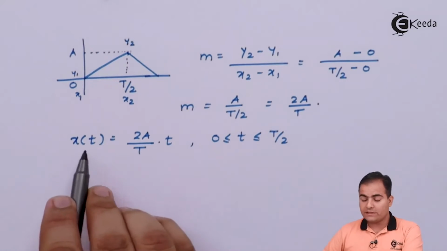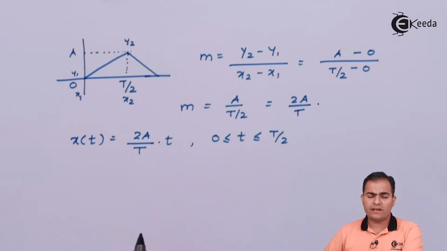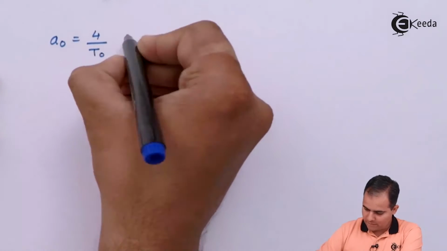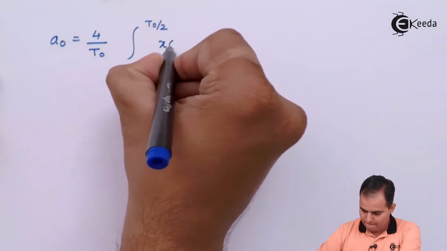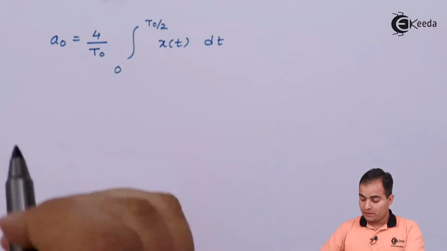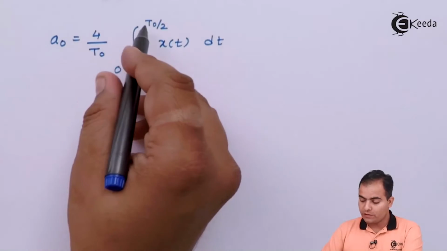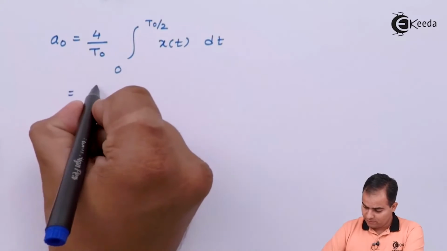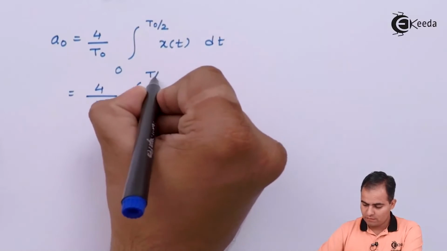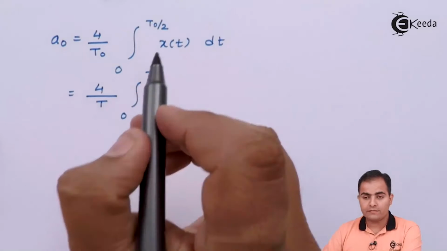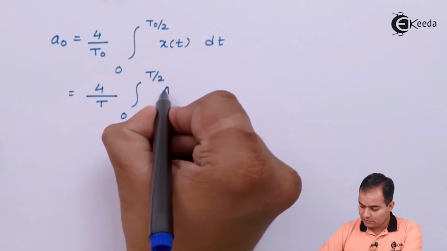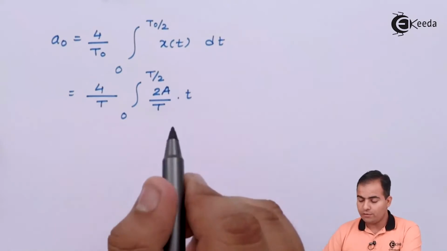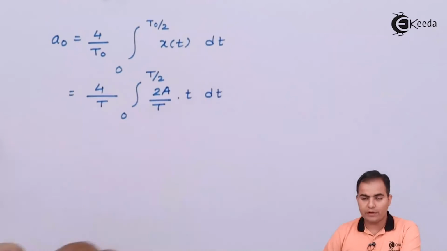First of all, we'll substitute this x of t value in my a naught formula, and later on we'll substitute in the an formula. Now, my T naught value is T. So we'll substitute both values first, and I'm going to substitute the x of t value, which is available in between 0 to T by 2. In between 0 to T by 2, we have calculated the value, which is 2A by T into t, with respect to dt we are going to integrate.